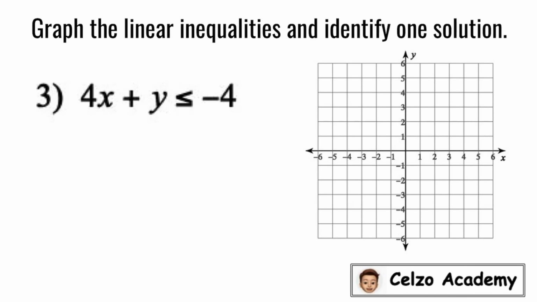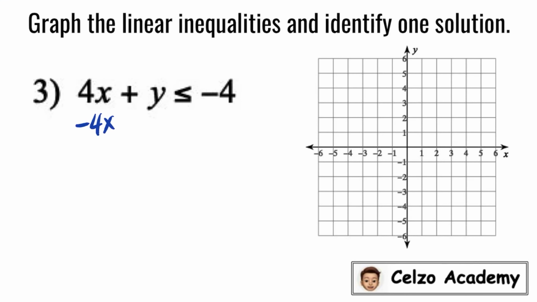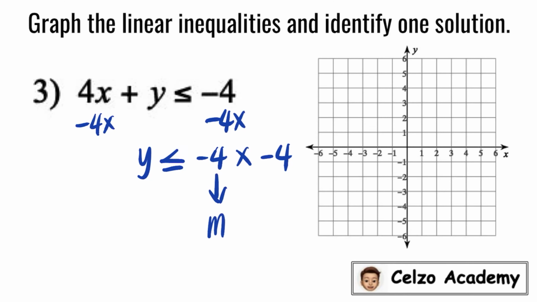Question number 3. 4x plus y is less than or equal to negative 4. Since this inequality is in standard form, the first thing that we need to do is rewrite it in the slope-intercept form. Isolating y on the left side, we need to subtract 4x from both sides of the inequality. So now we have y is less than or equal to negative 4x minus 4, which means that the slope is negative 4, or negative 4 over 1, and the y-intercept is also negative 4.